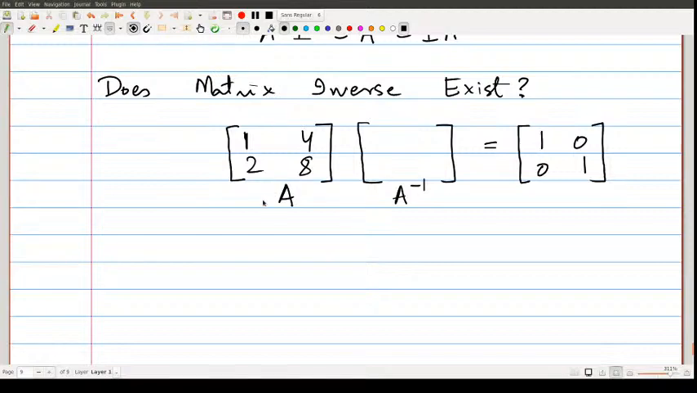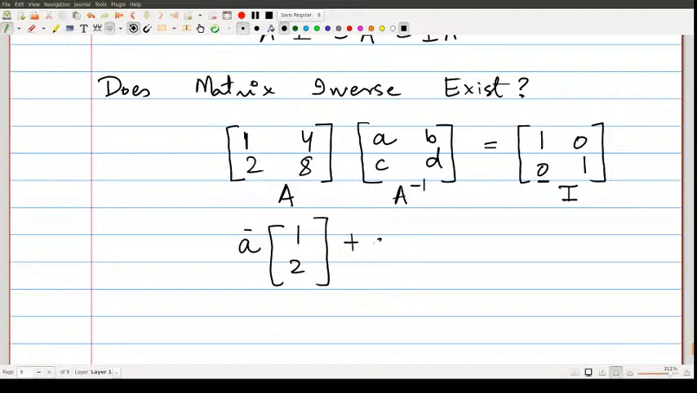But let's put that information aside. Let's not think in terms of determinants, because I haven't even defined what determinants are. What I want to do is view this as a linear combination. Let's say the entries of A inverse are a, b, c, d. I can view the columns of this identity matrix as linear combinations of the columns of A, which means if I take a times 1, 2 plus c times 4, 8, that's going to give me the first column.